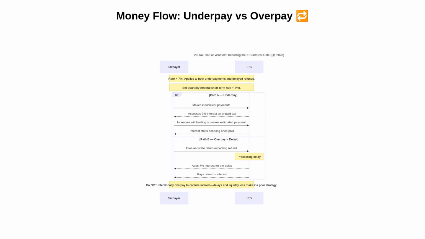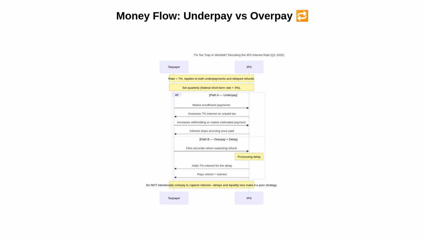This sequence diagram shows two paths. In the underpayment path, a taxpayer pays too little during the year. The IRS assesses interest at 7% until the taxpayer increases withholding or makes an estimated payment. In the overpayment plus delay path, a taxpayer files accurately and expects a refund. If the IRS processing is delayed, the IRS may add interest at 7% and eventually pays the refund plus interest. However, intentionally overpaying to chase this interest is discouraged because you lose liquidity and face unpredictable timing.